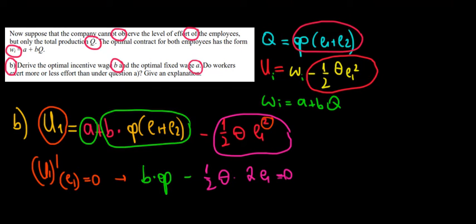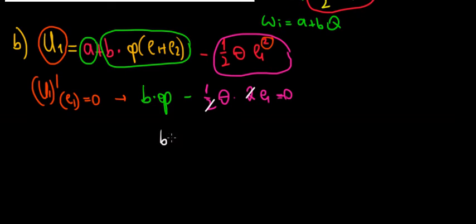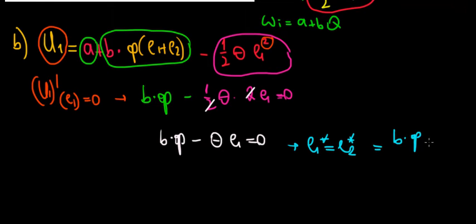Let's cancel out some stuff to see what we get. The 2 and 2 go away, meaning that we have b times theta minus theta times e1 equal to 0, meaning that e1 is going to be the same as e2 since they are symmetric. Let's write it like that: e1 is going to be the same as e2, and that's going to be equal to b times theta divided by theta. That's the effort level that we found.